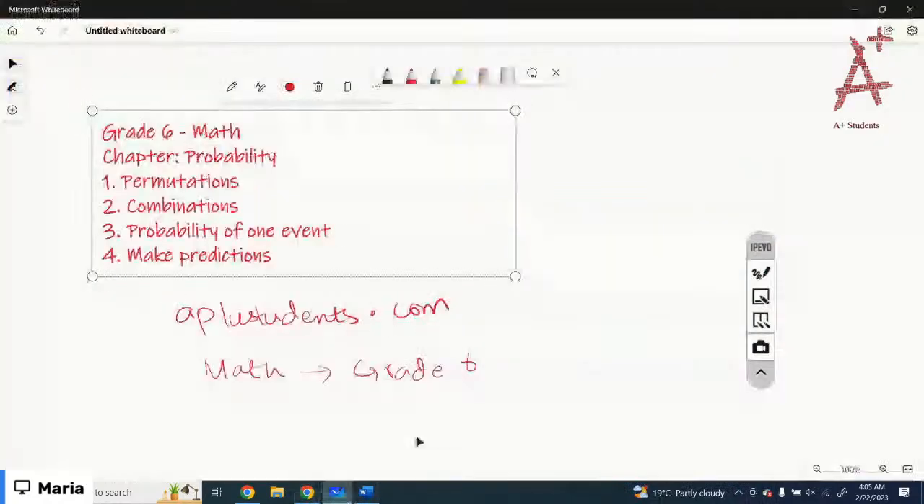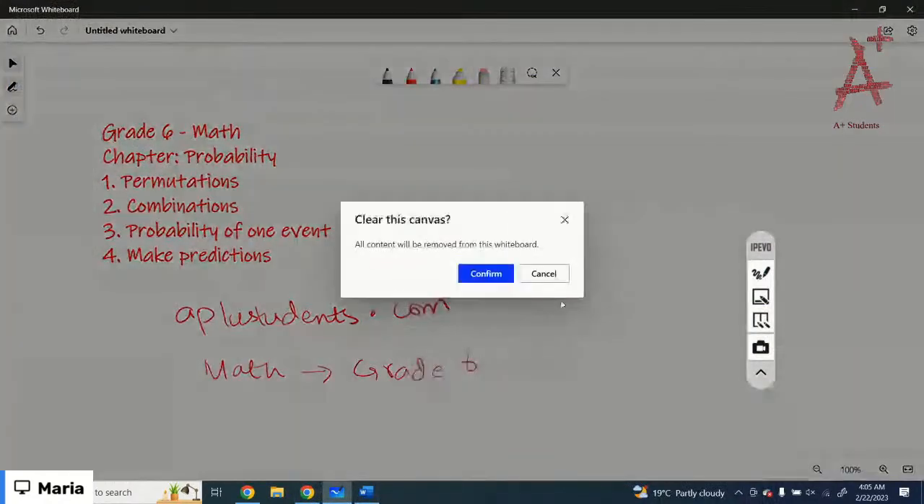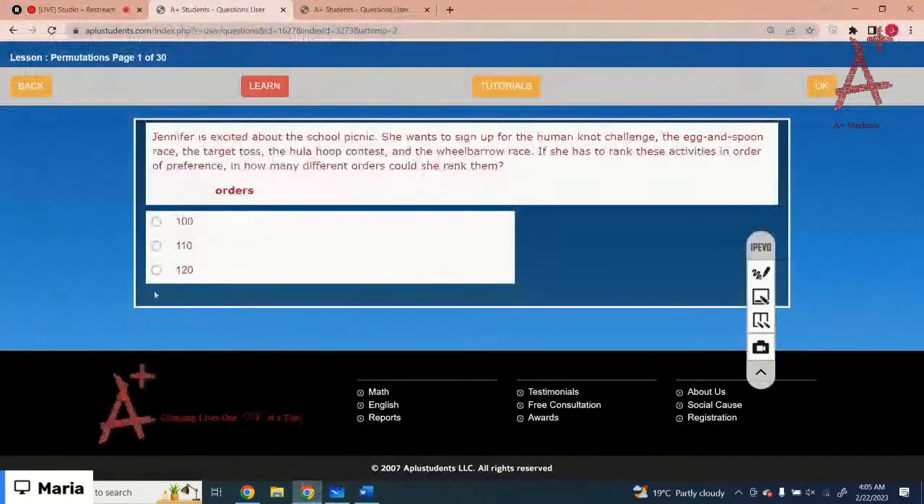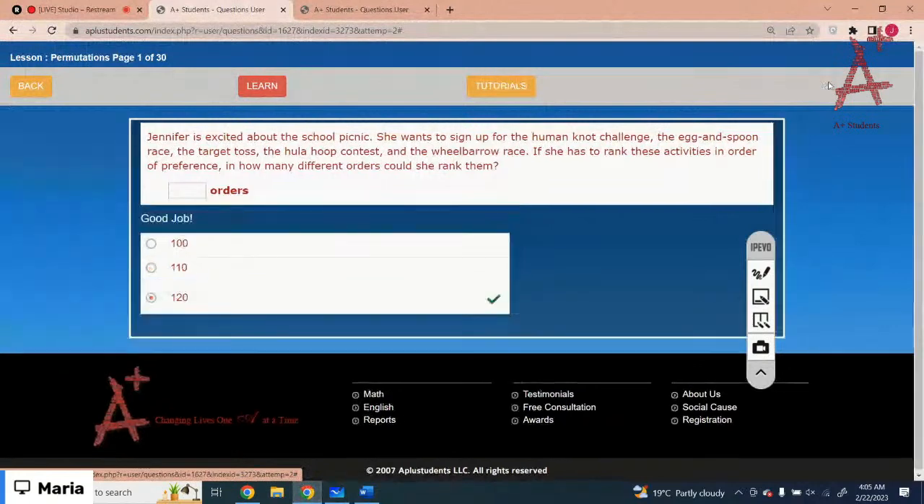Okay, you have to calculate the total number of ways. So the total games are 5. So it would be 5 factorial. 5 factorial means you have to multiply all the numbers between 5 and 1. It would be 5 times 4 times 3 times 2 times 1. Got it? 5 times 4 is 20, 20 times 3 is 60, and 60 times 2 is 120. That means she has 120 different ways. Got it?